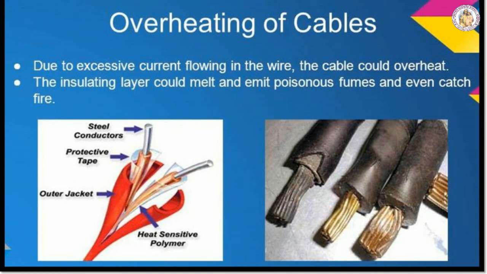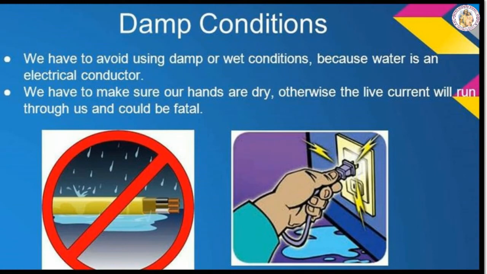Overheating of cables. Due to excessive current flowing in the wire, the cable could overheat, the insulating layer could melt and emit poisonous fumes and even catch fire. Damp conditions. We have to avoid using electricity in damp or wet conditions because water is an electrical conductor. We have to make sure our hands are dry, otherwise the live current will run through us and could be fatal.